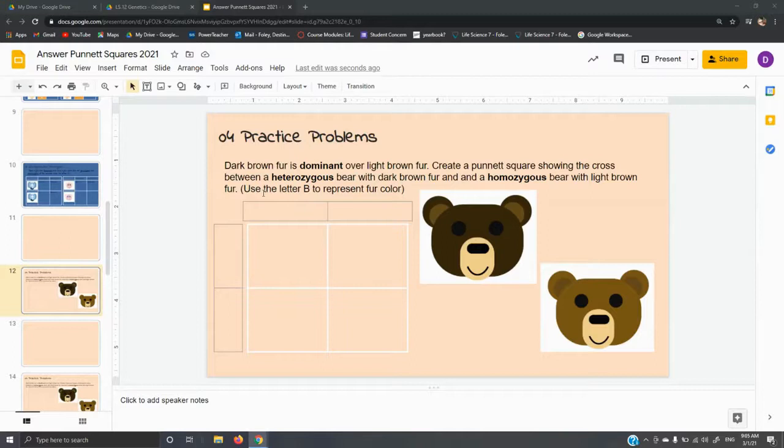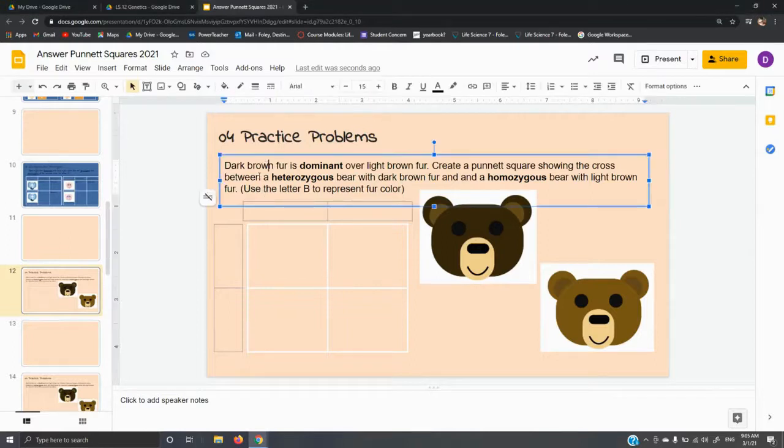So for slide 12, we're going to start actually learning about Punnett squares. We're going to read this together, figure out what's dominant and recessive, and then create a Punnett square and complete it. And I promise they are super fun. I think I love doing them. So here we go. Dark brown fur is dominant over light brown fur.